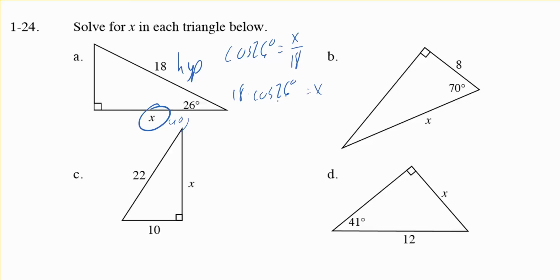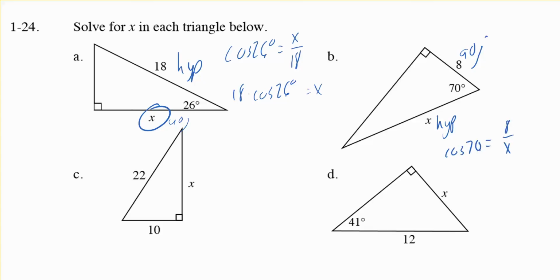What should our function be for b? I've again got the adjacent, and I've got the hypotenuse, so I should be using cosine. Cosine of 70 equals, this time, 8 over x.